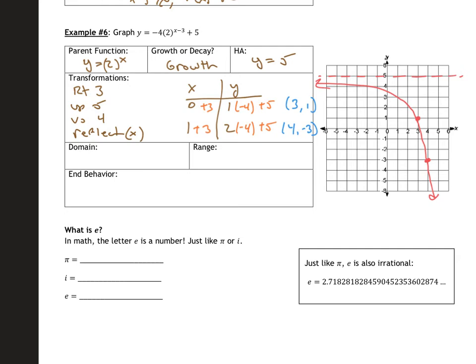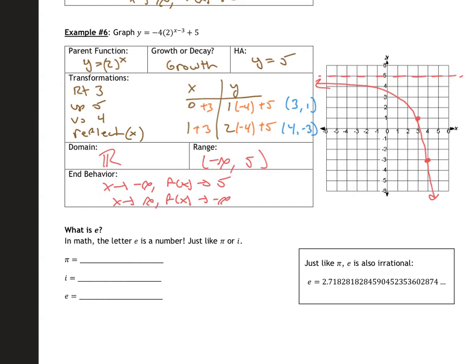So now my domain, how far left, how far right: all real numbers. Range, how far down? It's a decay, so the negative will come first. How far up? It's approaching the asymptote as well. All right, end behavior. As x approaches negative infinity, my graph's getting closer to the axis, or sorry, my asymptote, so 5. And as x goes to the right, positive infinity, my function's going down. And we're good to go.